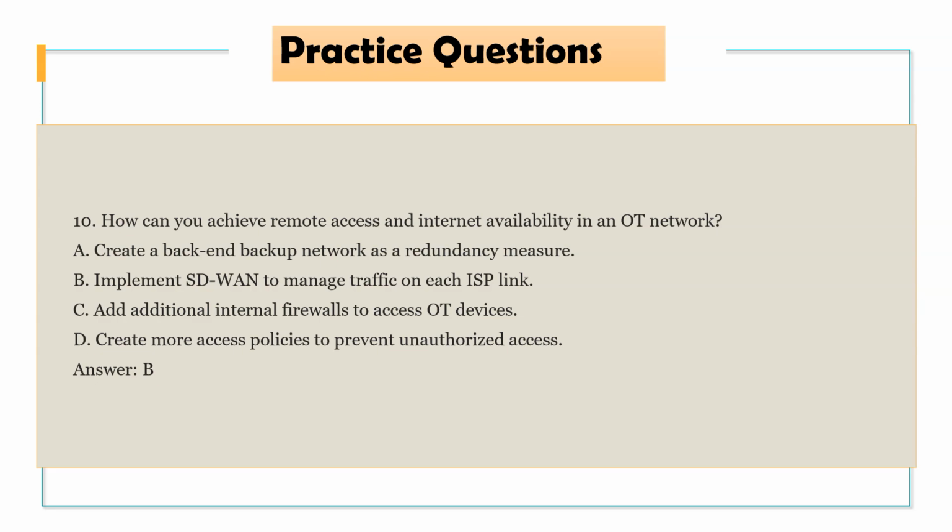10. How can you achieve remote access and internet availability in an OT network? A. Create a back-end backup network as a redundancy measure. B. Implement SD-WAN to manage traffic on each ISP link. C. Add additional internal firewalls to access OT devices. D. Create more access policies to prevent unauthorized access. Answer: B.